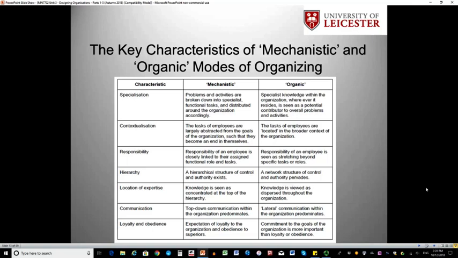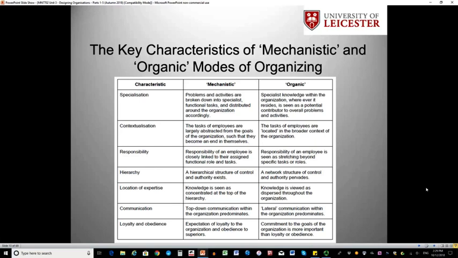So what Burns and Stalker did is they looked at a number of different cases of innovative companies, in this case companies in Scotland, and they came up with this set of characteristics, and then they looked at how these characteristics were different between different types of company. And what they found is two very different types: a mechanistic type of organisation where problems and activities were broken down into very specialist functional tasks, and those were distributed around the organisation.